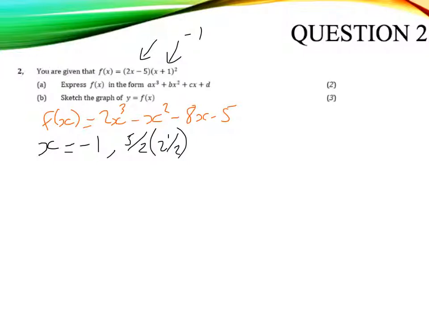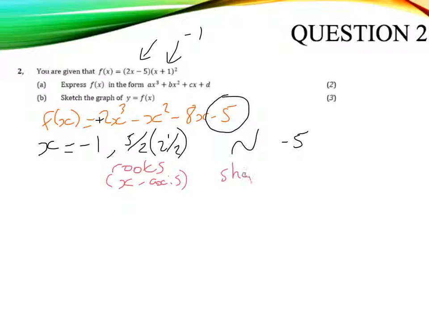Well, we know that the function f of x is a positive cubic, so we know roughly that the shape is going to look something like this. The last thing that we need to know is that it passes through the y-axis at minus 5. So we've got roots, which is where it crosses the x-axis. We've got the shape, because we know that, and we also have this bit of information which tells me the y-intercept. Okay, let's have a go at drawing this out then.